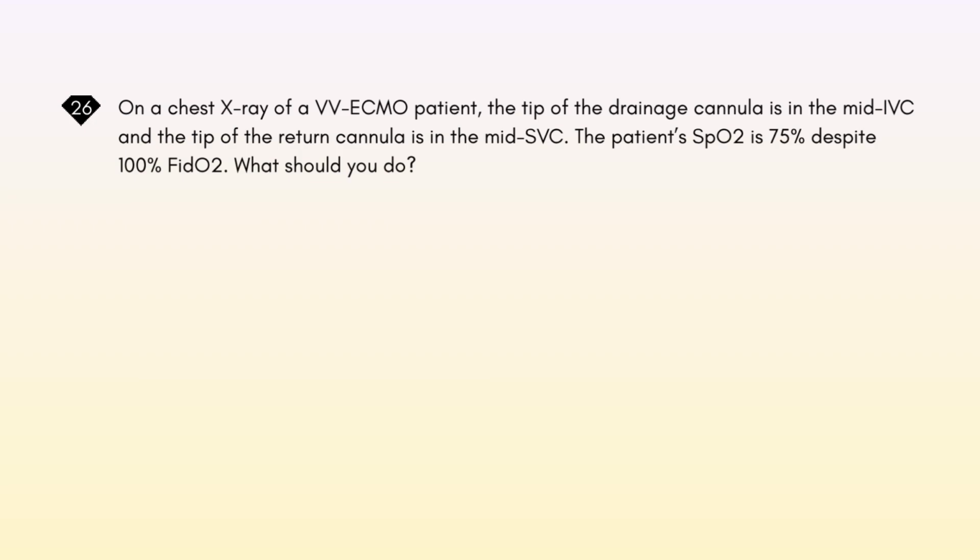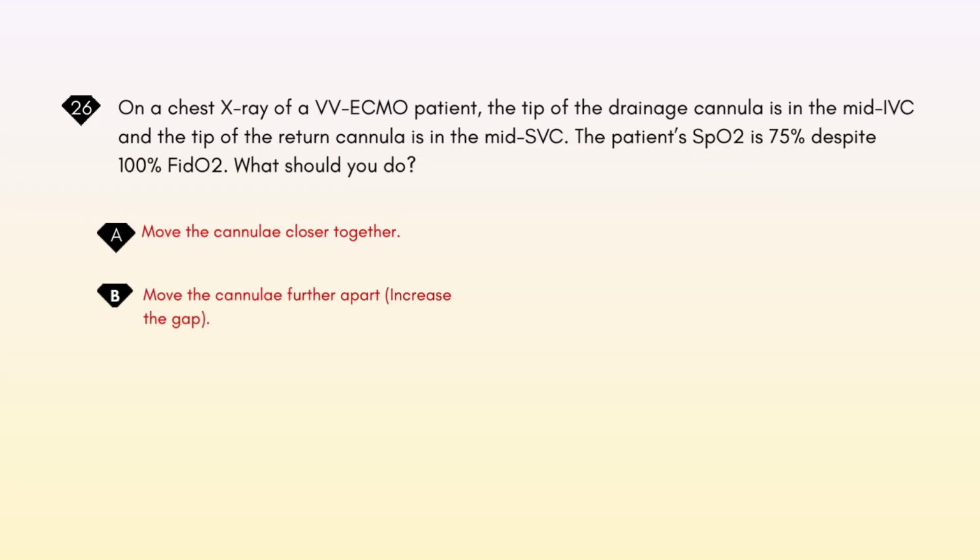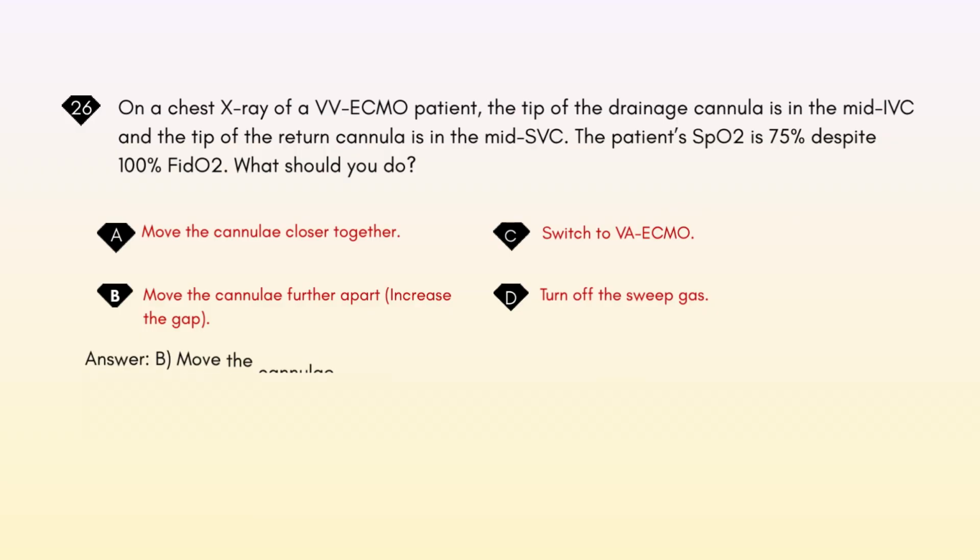What should you do? A. Move the cannulae closer together. B. Move the cannulae further apart, increase the gap. C. Switch to VA-ECMO. D. Turn off the sweep gas. Answer: B. Move the cannulae further apart, increase the gap.